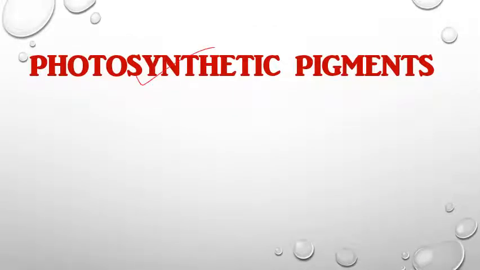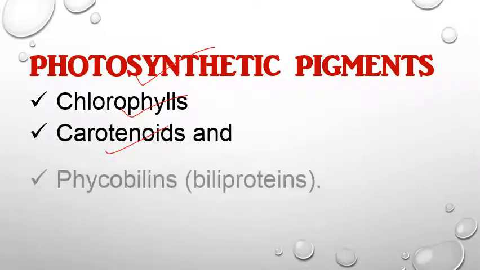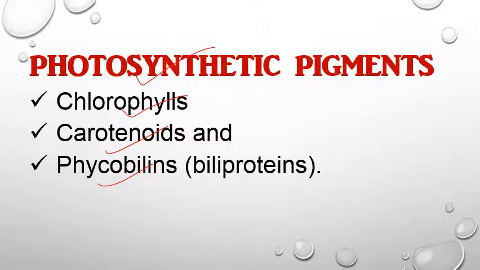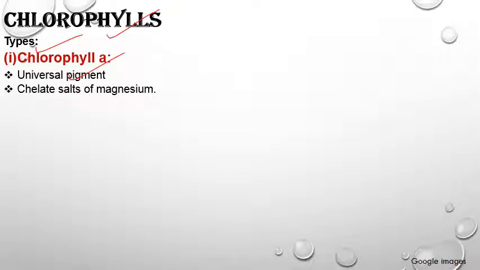Next, photosynthetic pigments. Photosynthetic pigments mainly involves chlorophyll, carotenoids, and phycobilins that we have already discussed. It is chlorophylls. So chlorophylls are of different types like chlorophyll A, chlorophyll B, chlorophyll C, E, and bacterial chlorophyll. So chlorophyll A, firstly we'll discuss about chlorophyll A.